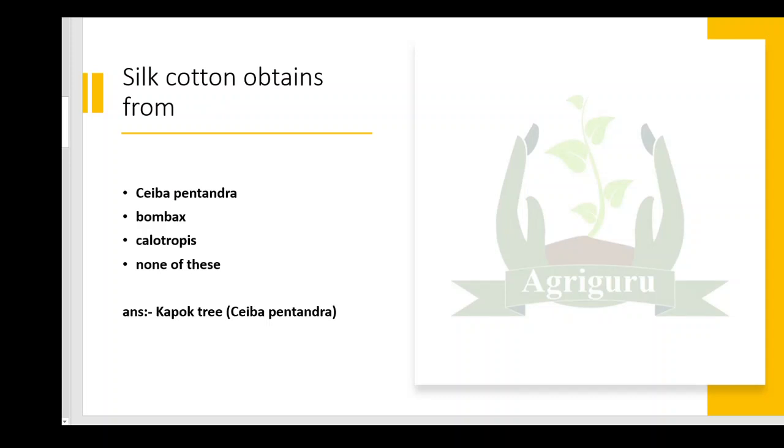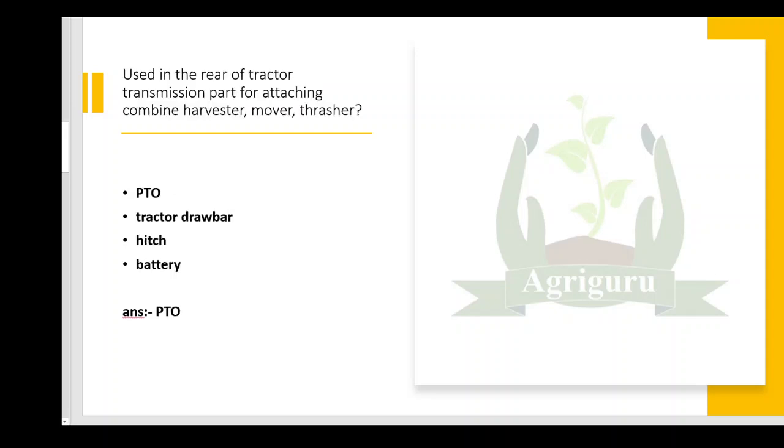The next question is, silk cotton is obtained from which tree? It is the kapok tree. The scientific name is Ceiba pentandra, from which silk cotton is obtained. The next question is, what is used in the rear of the tractor transmission part for attaching a combine harvester, mower and thresher? So actually the question is about a part associated with the tractor, in the rear part of the tractor, to attach any kind of combine harvester, mower or thresher.